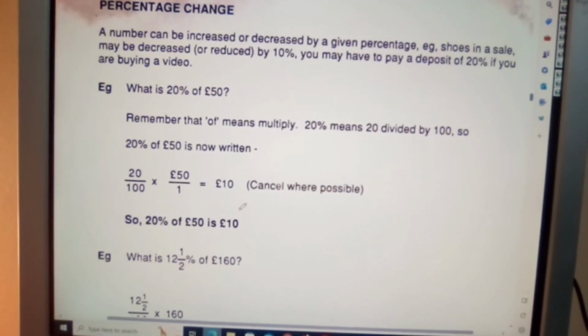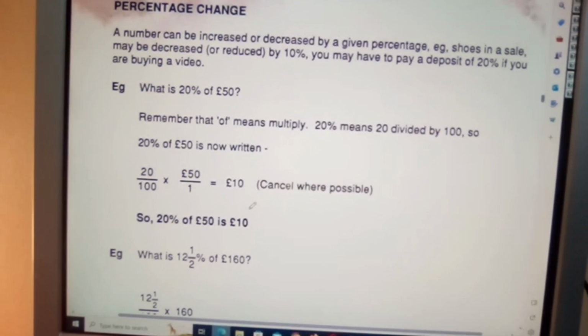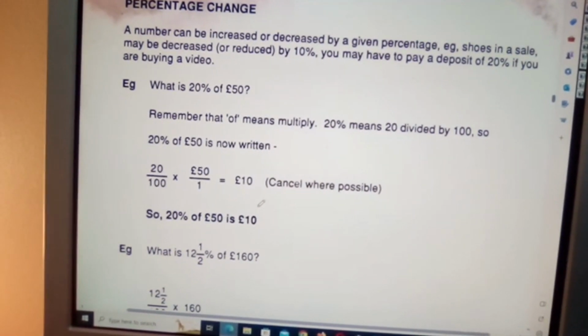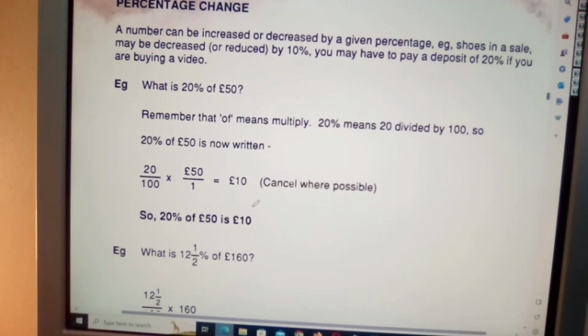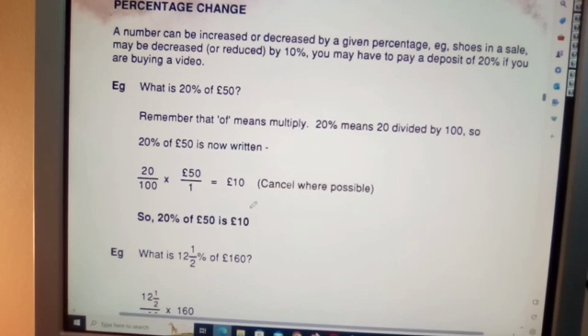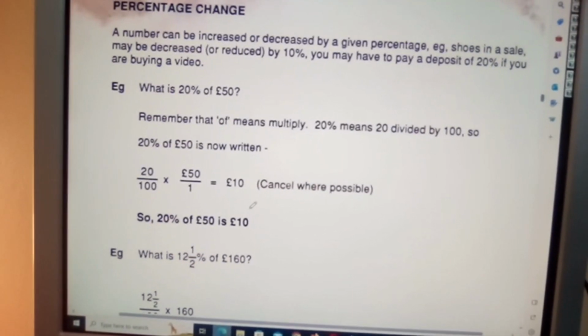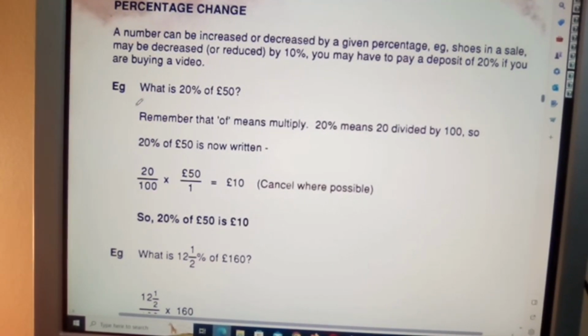And here we're looking at percentage change. A number can be increased or decreased by a given percentage. Example, shoes in a sale may be reduced by 10%. You may have to pay a deposit of 20% if you are buying a video. What is 20% of £50? That is for you to figure out and calculate. And here we are giving you the solution. So look at the question first.